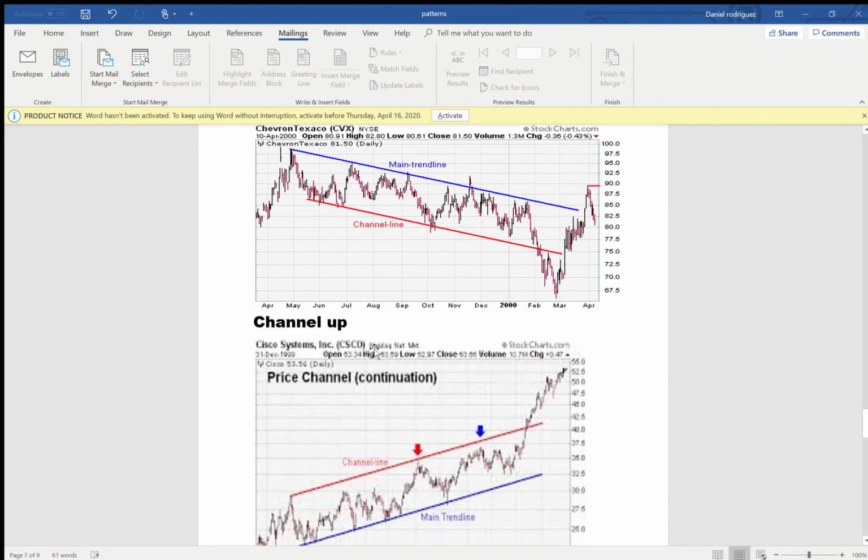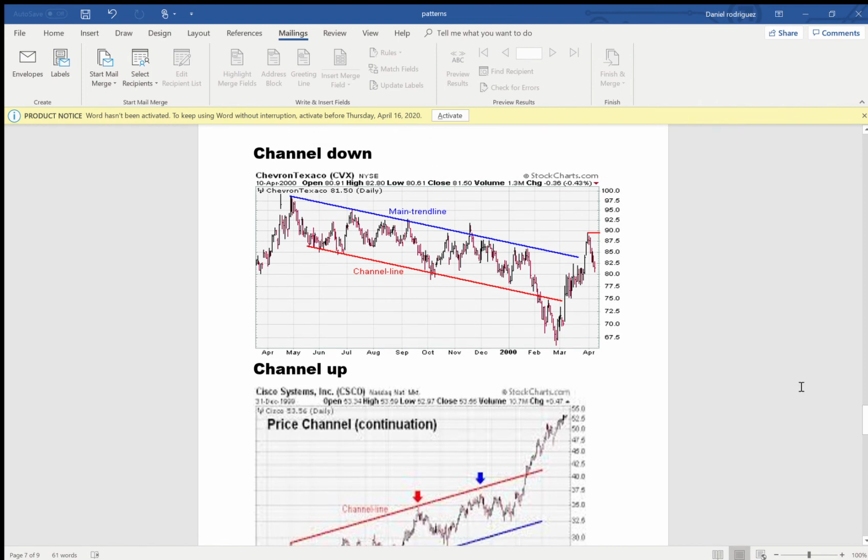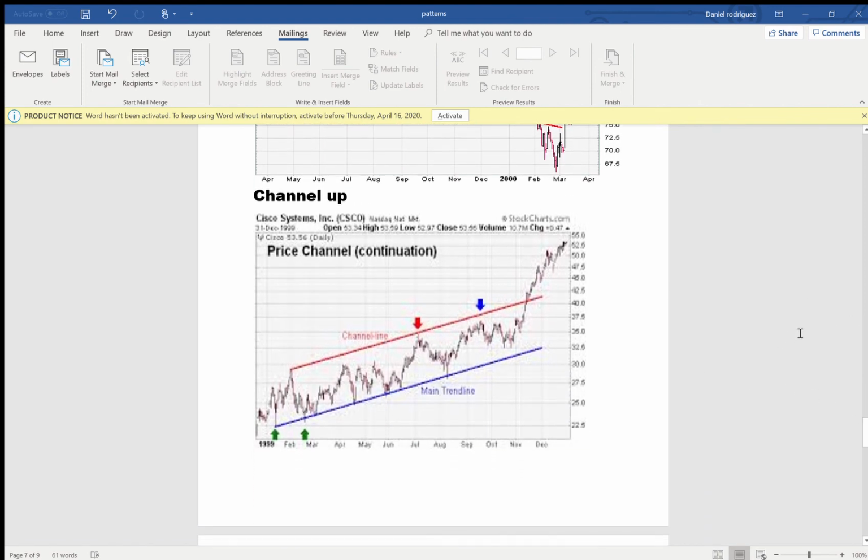And same thing with the channel up. These are very common patterns that you need to be aware of. And like I said, it's going to help you become a better trader. Right here, channel. And 1, 2, 3. 1, 2, 3, 4, 5. All right, so it starts going up now.